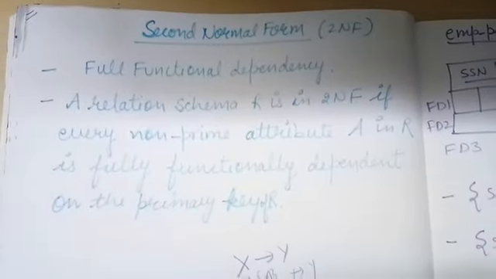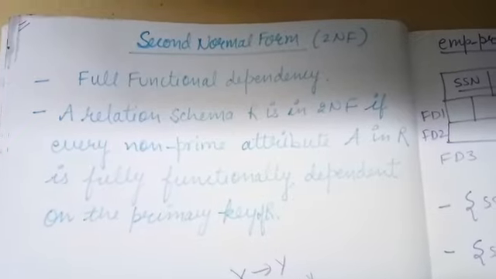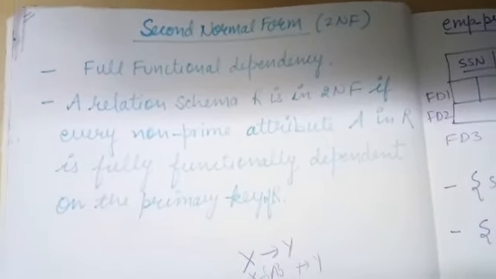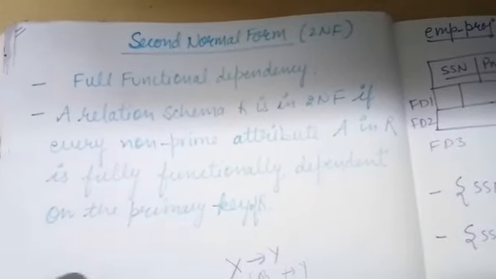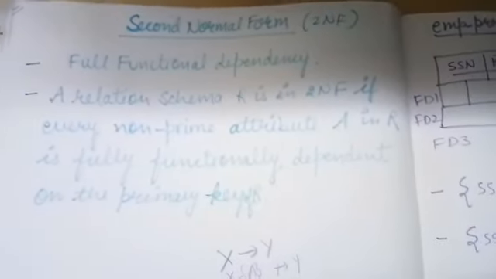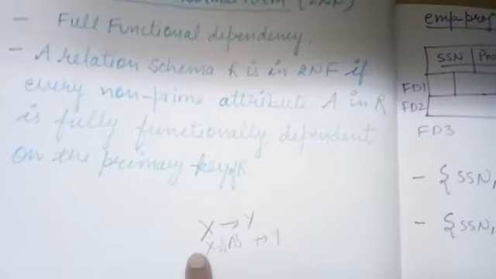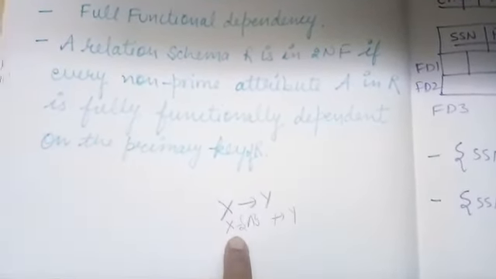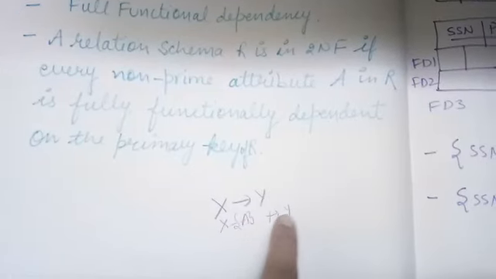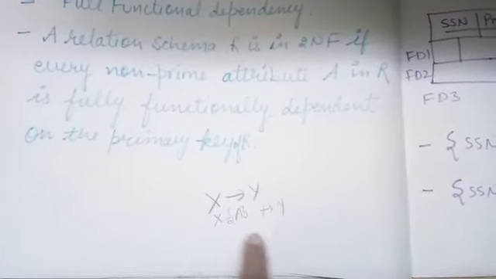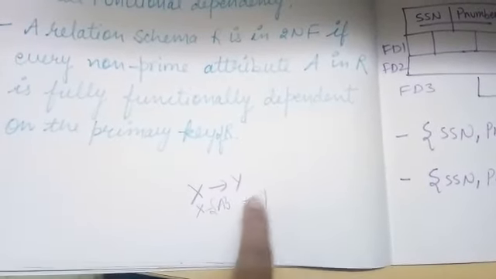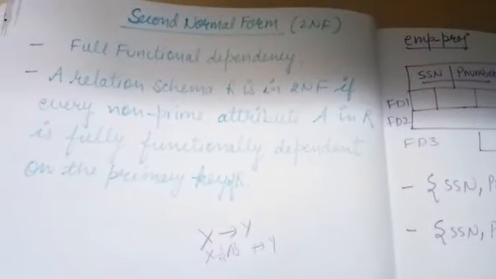Now the next topic is second normal form. Second normal form is based on the concept of full functional dependency. First, what is full functional dependency? Suppose there is a dependency X to Y, where if removal of any attribute from X means the functional dependency does not hold anymore, this is called full functional dependency. If the functional dependency still holds, this is called partial dependency, right?